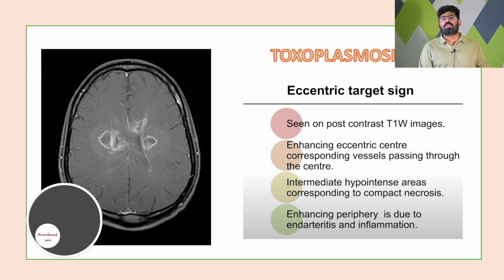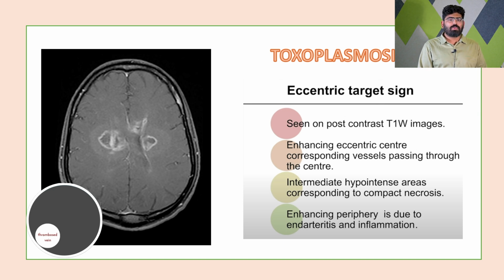That is important. The eccentric target sign is seen only on post contrast T1 weighted images. Okay, and why is the eccentric target seen? As you can see, there is a thrombosed vein in the eccentric location. So it is thrombosed, and you will see an eccentric, target-like sign. That is the important part. And you'll see intermediate hypodense areas which are compact, usually due to necrosis, and the peripherally enhancing part is due to inflammation.